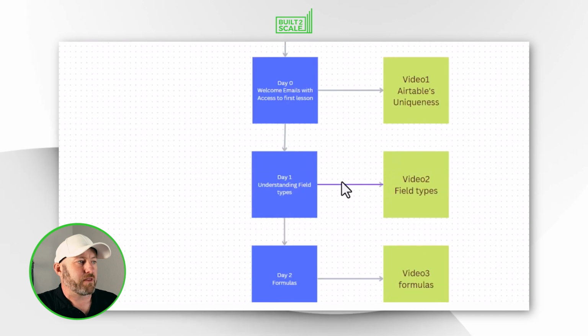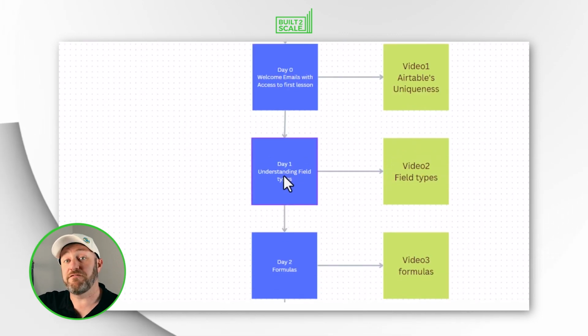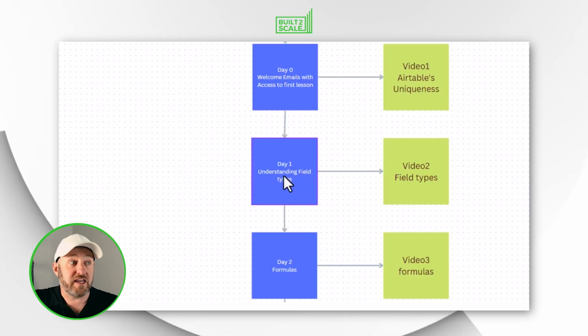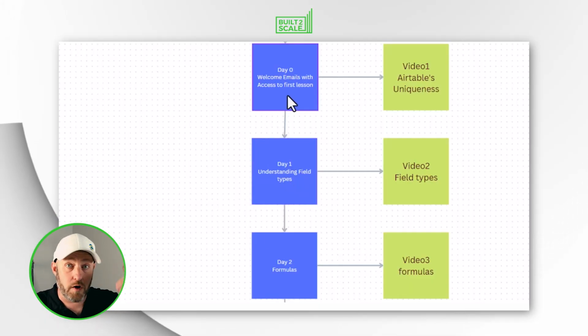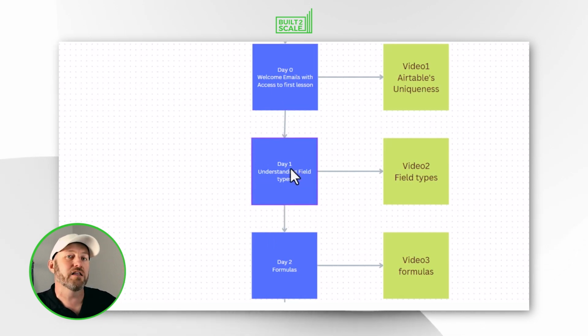On the next day, now we're in day 1. Now, the key takeaway for day 1 and every day following this is your emails are going to go out at the same time. So maybe that's 9 a.m., maybe it's 10 a.m., whatever the case may be. The key difference here is on day 0, when someone first signs up, they're getting an immediate response. Every day following that, they're going to get it at a predetermined time.